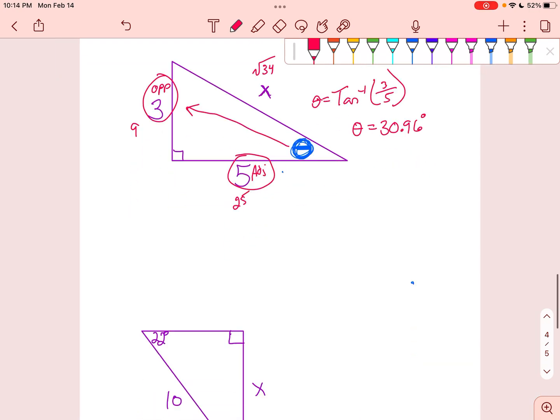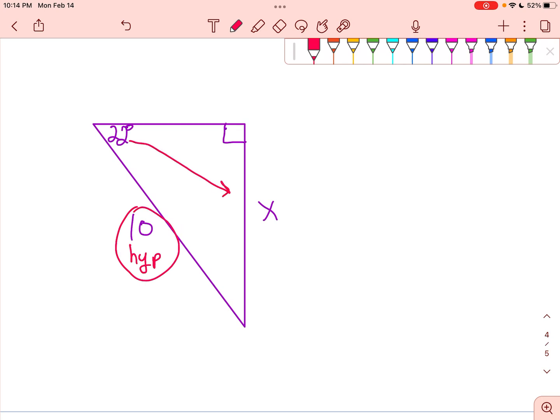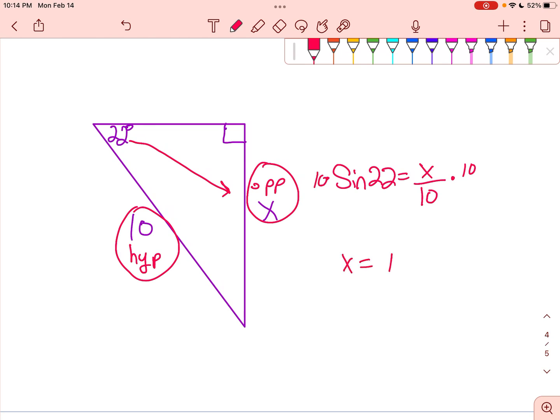So in this case, I'm finding theta. Right here, the only thing I'm asking for is x. That's a side length. So I'm working with my hypotenuse and the opposite side. Therefore, I need to tell my calculator sine. So the sine of 22 is equal to the opposite side over the hypotenuse. Switching these at this point using means extremes product theorem isn't helping. So in this case, I'm actually just going to multiply by 10. So x is equal to 10 times the sine of 22.